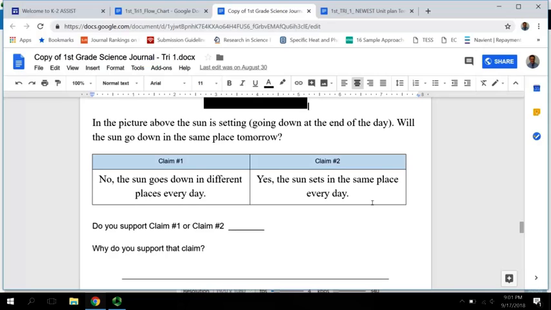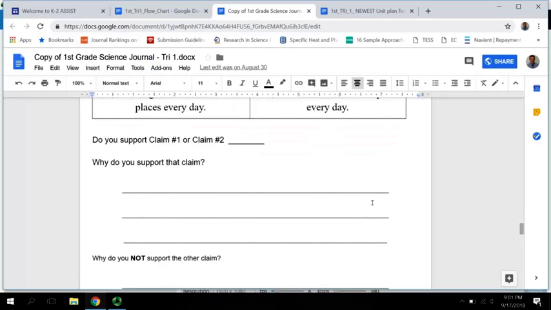But the purpose here is not just to say, okay, are you right or wrong? We want to see if they can explain why. So they're going to say, I support claim 1 or 2. Let's say they say claim 2. Down here, I support it because I read that the sun sets in the west in the same spot in my check with the experts, or I saw my shadow move when I did the experiment, something like that.